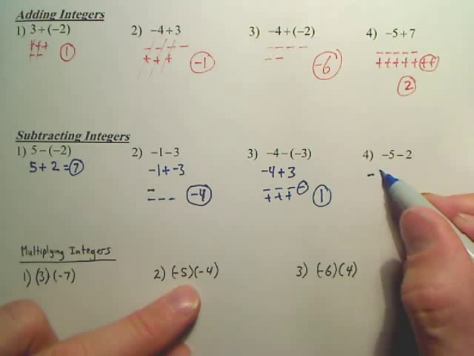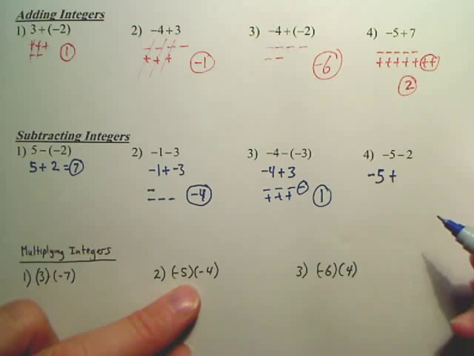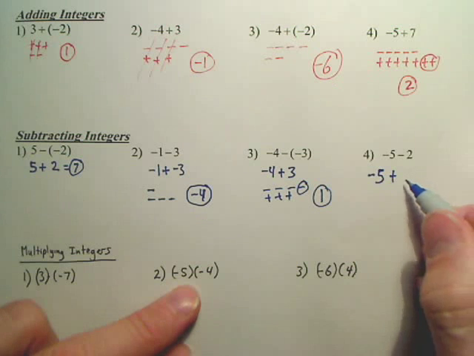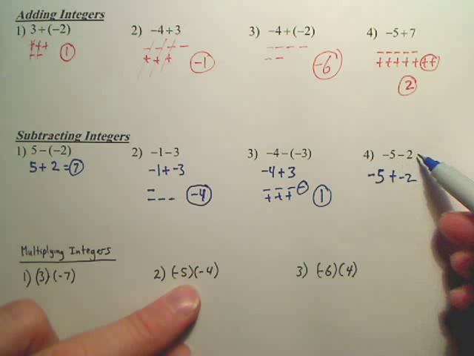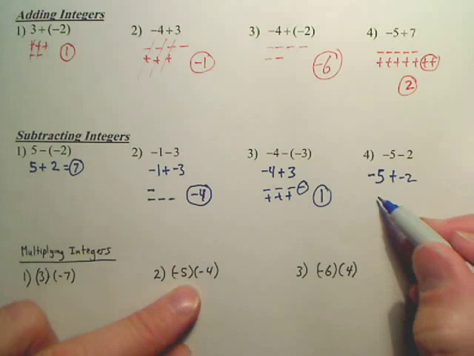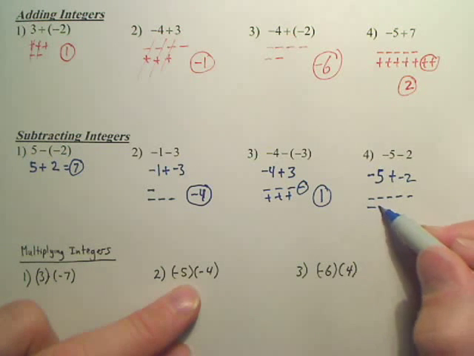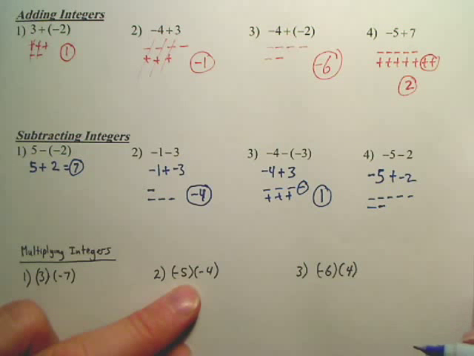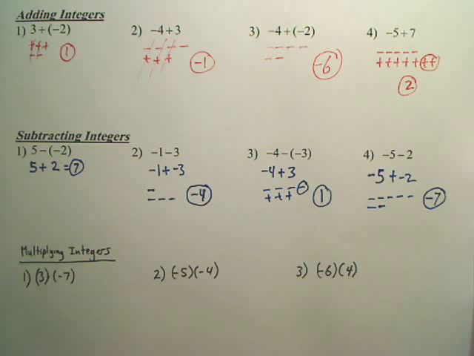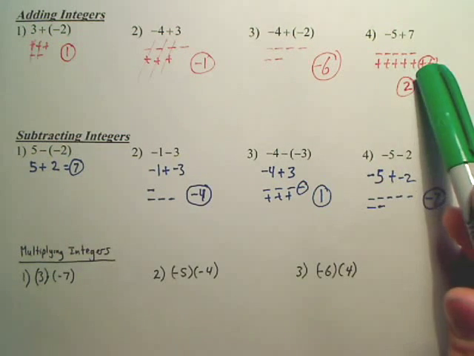And the last one, negative 5 plus what? That's negative 5 plus 2 or negative 2? Because you change basically that to a plus, and then that positive 2 becomes a negative 2. That's negative 5 and negative 2. So negative 5, negative 2. Looks like I got 7 negatives. Okay, so you have adding, you have subtracting.